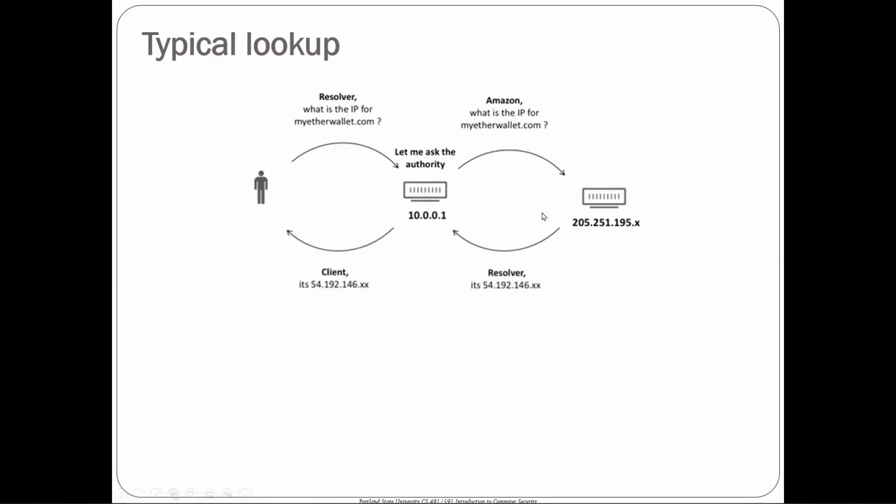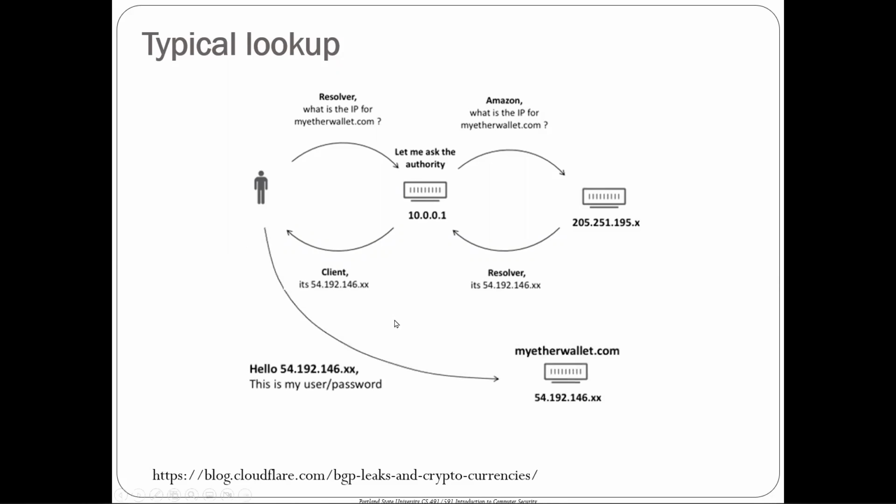Amazon says it's this address, 54.192. Client's like, oh, cool. Let me go to that IP address. And it goes to this IP address, and myetherwallet.com, the legitimate one, is there. It's got the certificate set up. You send in your username and password. It's all fine and good.